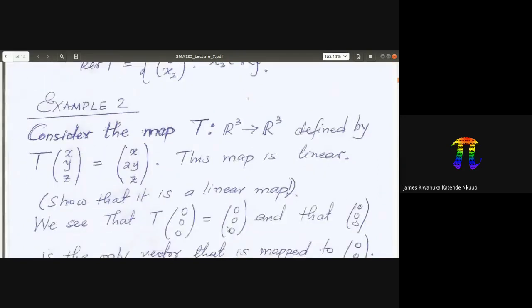Here's another example. So here we have a map from R3 to R3. So I'm picking the first two examples. We have the same values for m and n, but that doesn't have to be the case. We shall see examples where they are different.